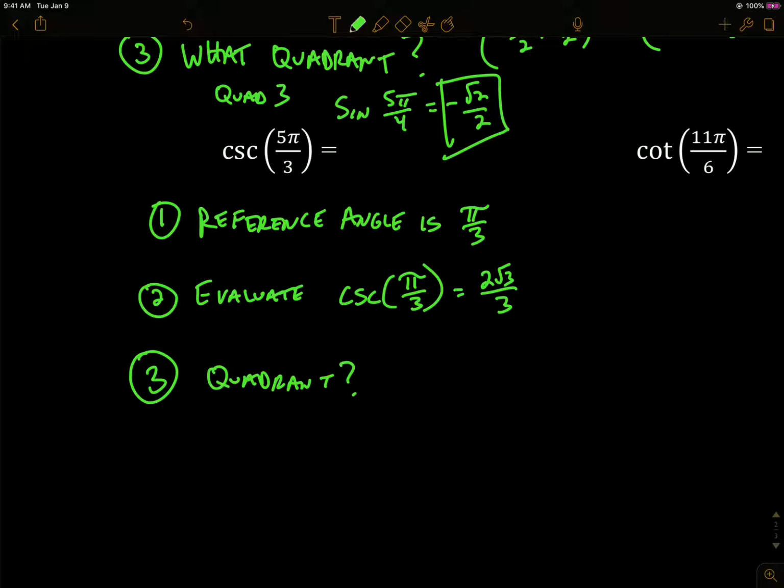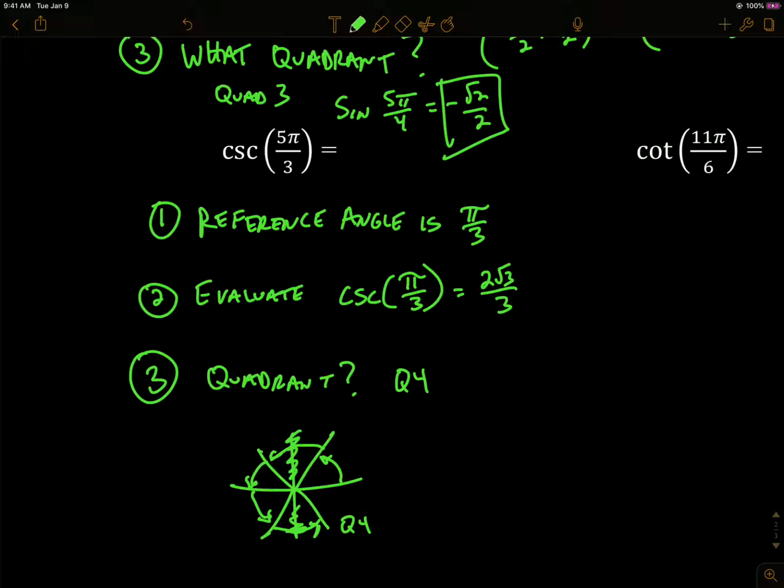So the original angle was 5 pi over 3. So if I do my pi over 3s, I ignore the 90 because these are the 60s, right? So 1, 2, 3 pi over 3, 4 pi over 3, 5 pi over 3. So 5 pi over 3 is in quadrant 4.